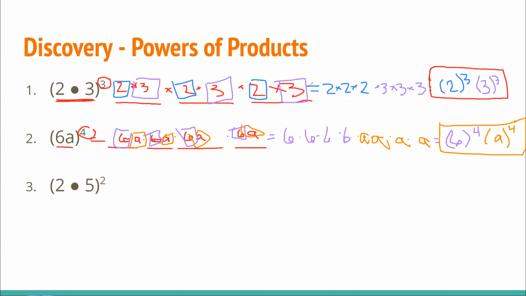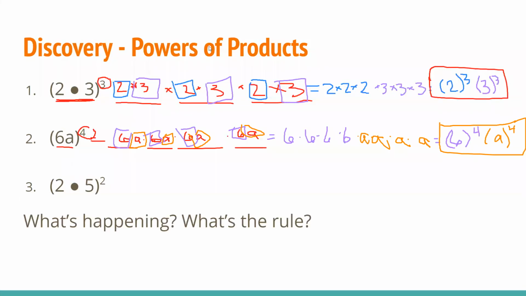Maybe you're seeing the pattern between these, so we're going to talk about that right now. So what's happening? What's going to be the rule? If you look, you might have noticed that we keep our 2 bases, so we've got 2 numbers in the base. We've got a 2 and we've got a 3. We have a 6, we have an a. We keep the 6, we keep the a, and we're kind of just distributing out whatever that exponent is. So we have 2 to the 3rd and 3 to the 3rd. We have 6 to the 4th and a to the 4th.